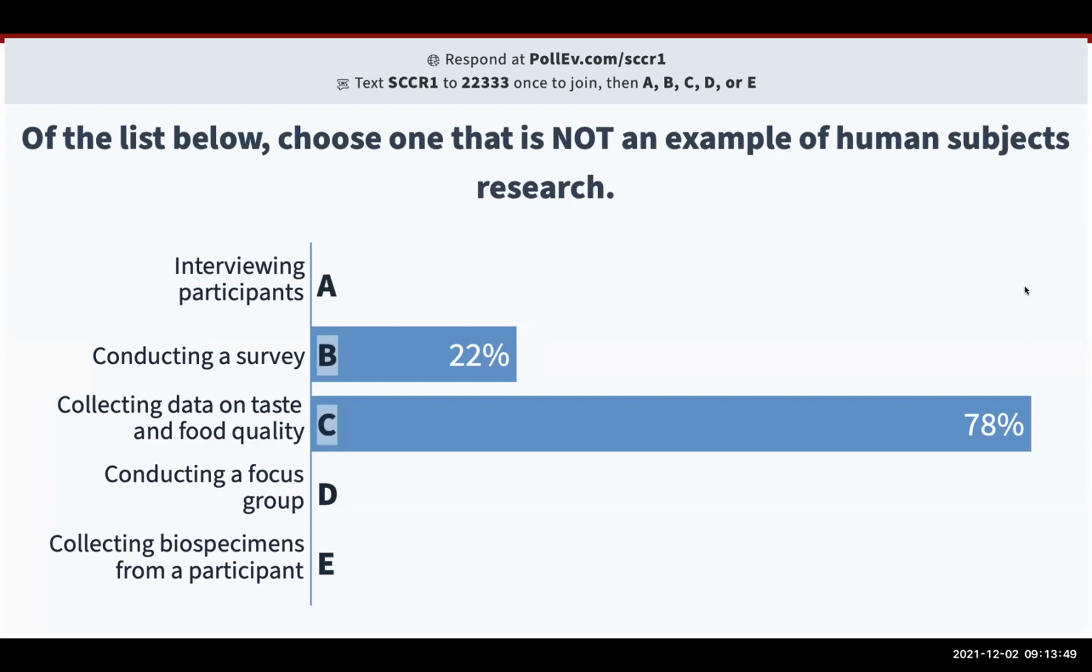Okay, so I don't know how many people participated. I can't see the actual number, but most of you got this right. Collecting data on taste and food quality is not considered human subjects research. Every other item on this list is an example of human subjects research.